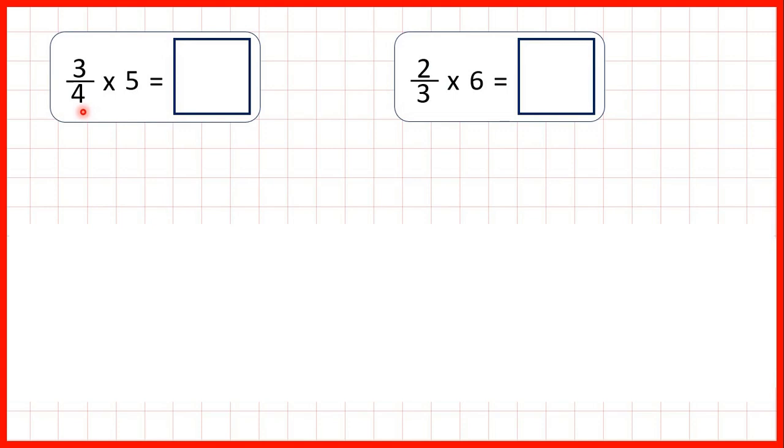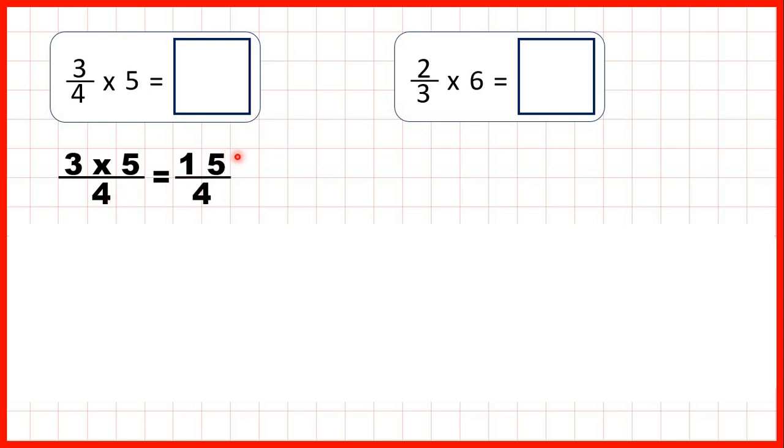Now we need to multiply a fraction by a whole number. And the main thing to remember here is that we only multiply the numerator by the whole number, not the denominator. So first we have 3/4 times 5. So we can show that as 3 times 5 over 4 because we're only multiplying the numerator and the denominator stays the same. So 3 times 5 is 15, the denominator stays the same.